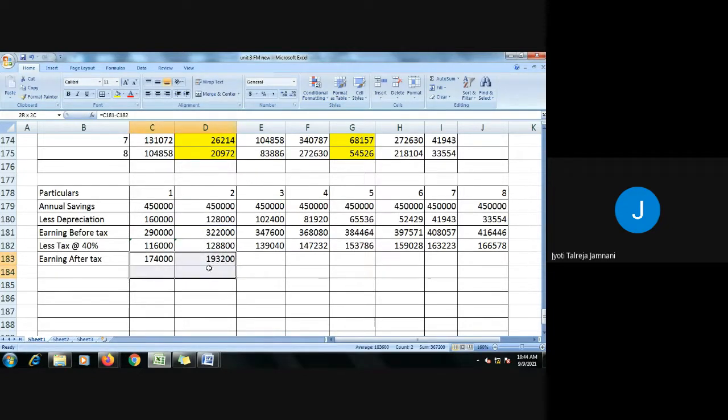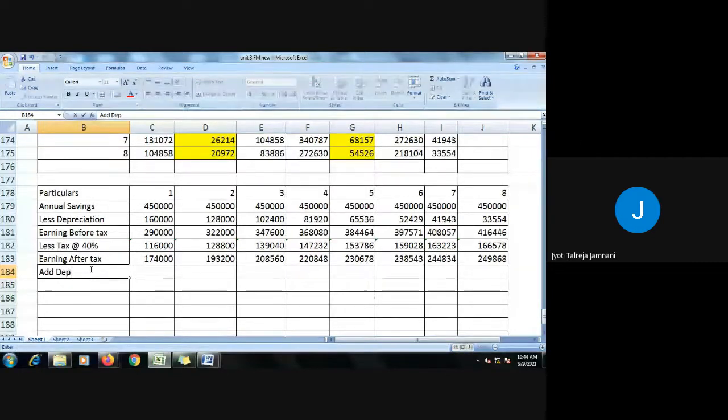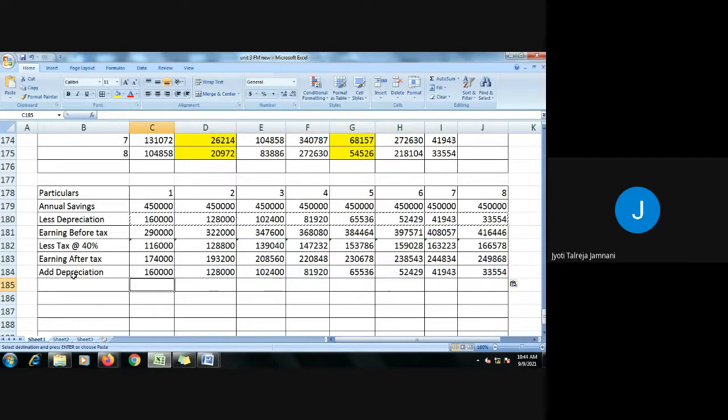So we'll do this for all the years. We got the earning after tax value. Now from earning after tax, if we have to go to cash flows, what we do, we add back the depreciation, because we need the cash flows and depreciation is not a cash outflow. We have just deducted it so that we can save taxes. So we add back this depreciation amount. If you add back the depreciation, you will get the cash flows of that particular year.